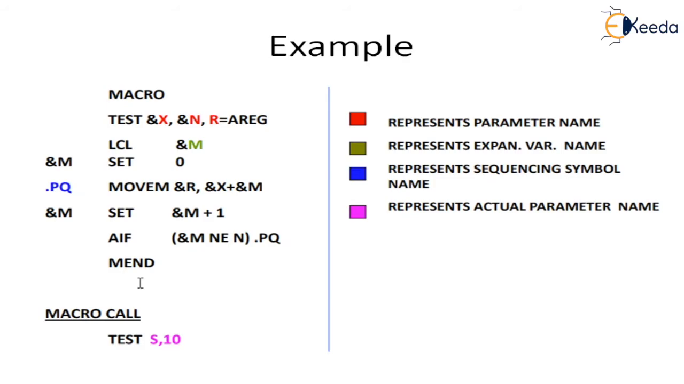The example of an attribute defined by the parameter is shown in the diagram, where the red color is useful for representing the parameter name. So x, n, and r, these are the three variables. Then the green color is useful for representing the expansion variable name, that is m. Blue color is useful for representing the sequence symbol name, that is .pp in the sequence symbol name, and pink color is useful for representing the actual parameter name. The actual parameter is present in the macro call, that is s comma 10, the actual parameter with the value 10.